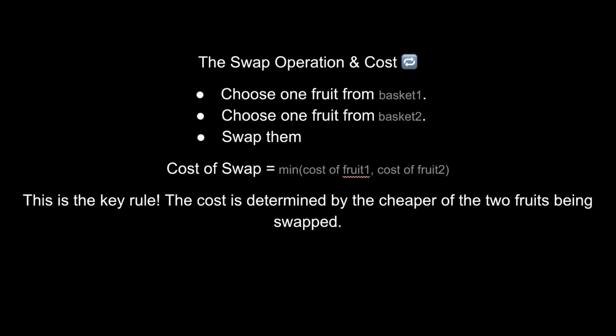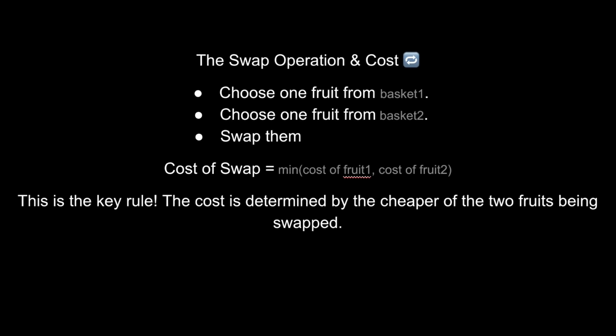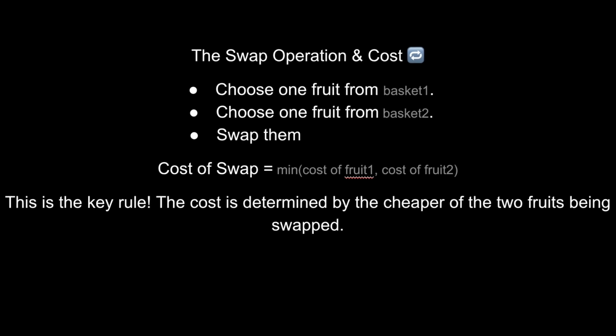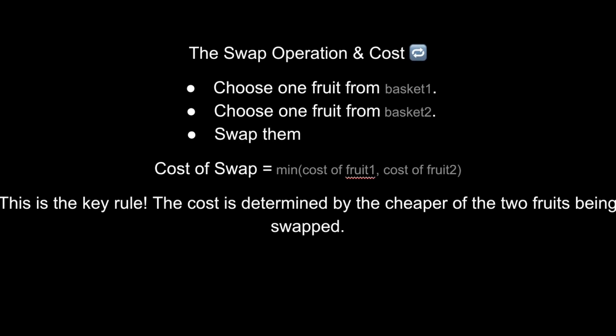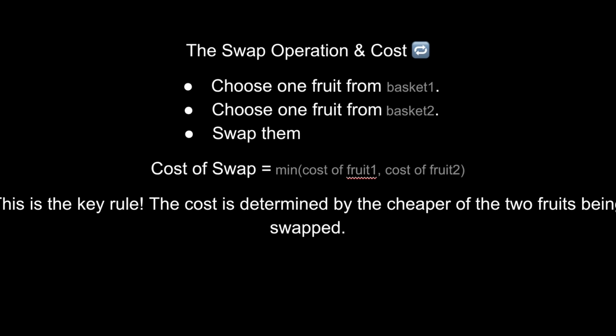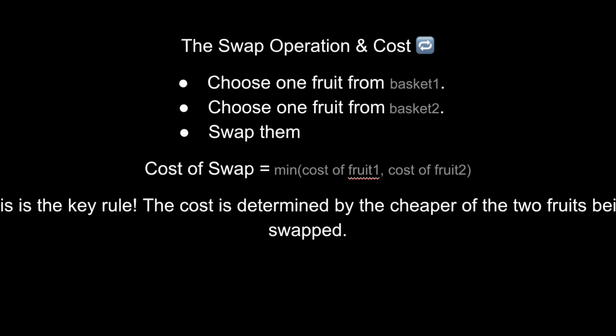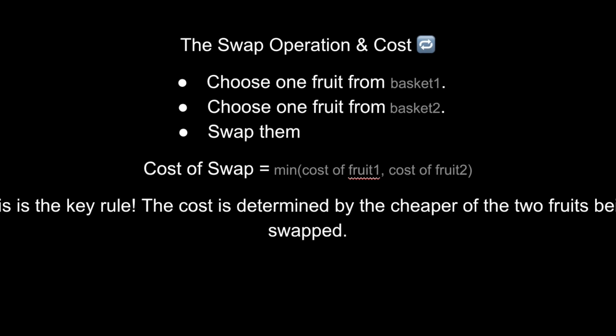Now, how do we fix the baskets? We can swap one fruit from the first basket with one fruit from the second. The interesting part is the cost. The cost of a single swap isn't fixed. It's the cost of the cheaper fruit involved in that specific swap. This is a huge clue that we should probably try to involve cheap fruits in our swaps whenever we can.